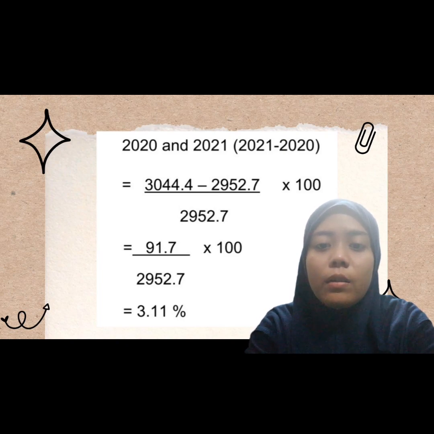The fourth is 2020 and 2021: 3044.4 minus 2952.7, divided by 2952.7 and multiplied by 100, and the answer is 3.11%.